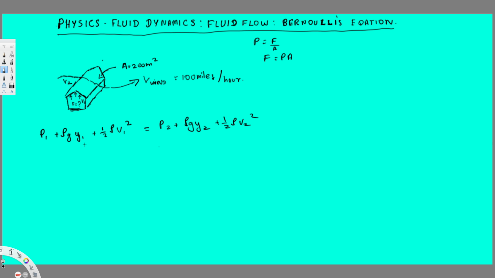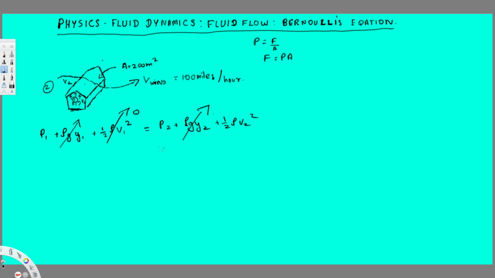So let's see what we can cancel right here. Since the density of the air is very small, the height doesn't make any difference, so we can cancel this one. We are taking 1 as inside and 2 as outside. Let's consider that the house's windows are closed, so we can assume the velocity inside the house is 0. So this can be cancelled, and now we are left with P1, P2 and half rho v2 squared.